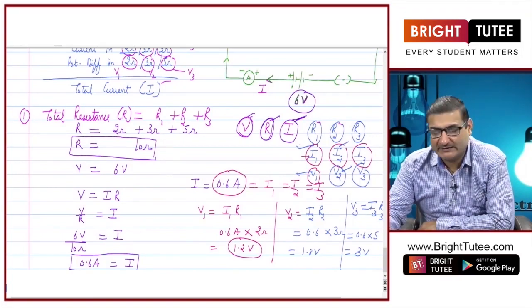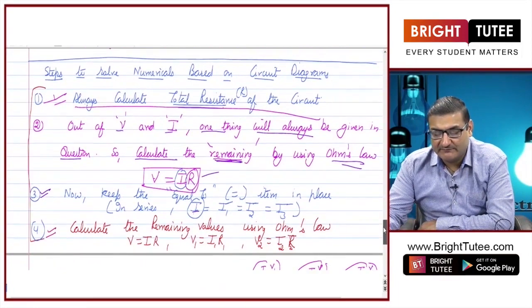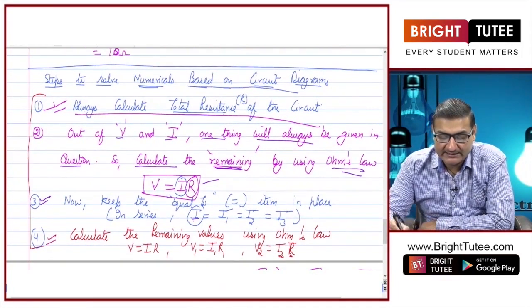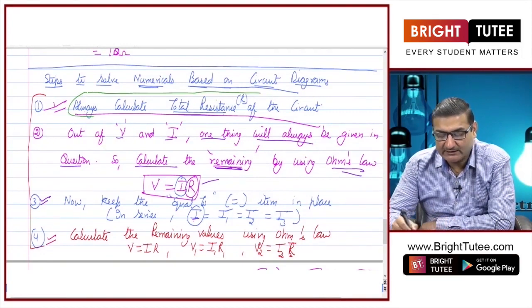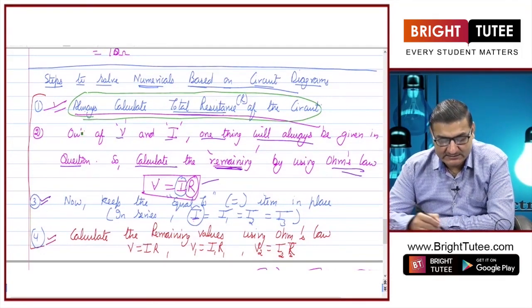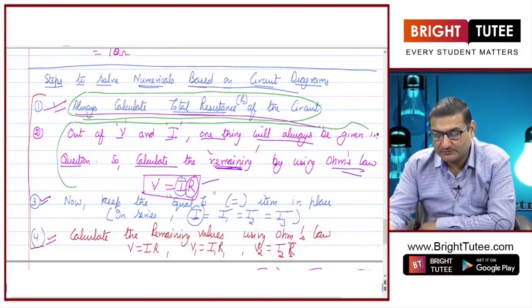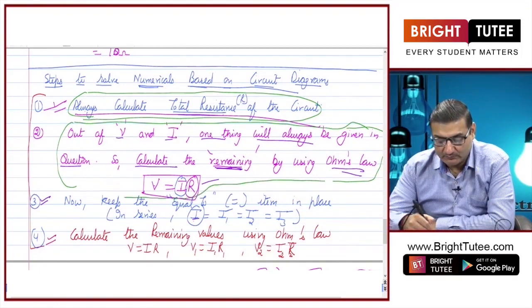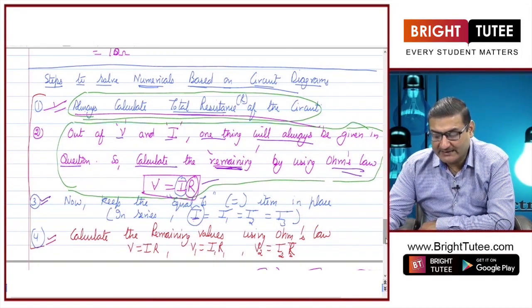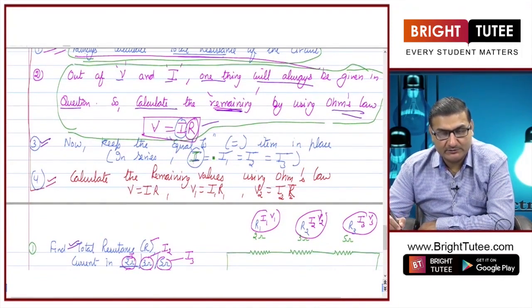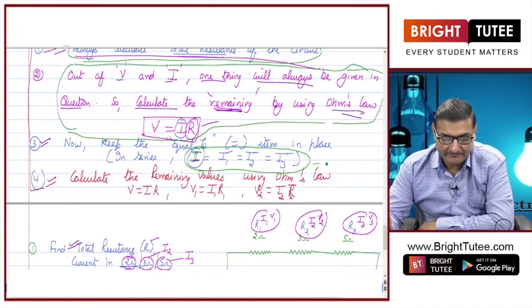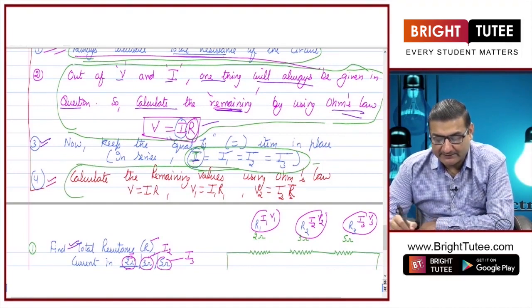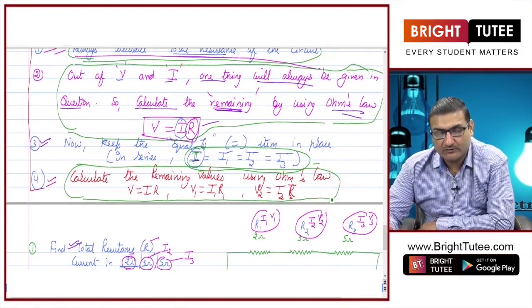You need to relate these 4 steps. Whenever we are given any numerical based on circuit diagrams, we simply need to follow these 4 steps. First, always calculate the total resistance of the circuit. Next, out of V and I, one thing will be given in the question, R you have already calculated in step 1, so calculate the third part using Ohm's law. Next, in series the total current in the circuit is equal to the individual currents: I is equal to I1 is equal to I2 is equal to I3. Then calculate the remaining values by using Ohm's law once again, right?